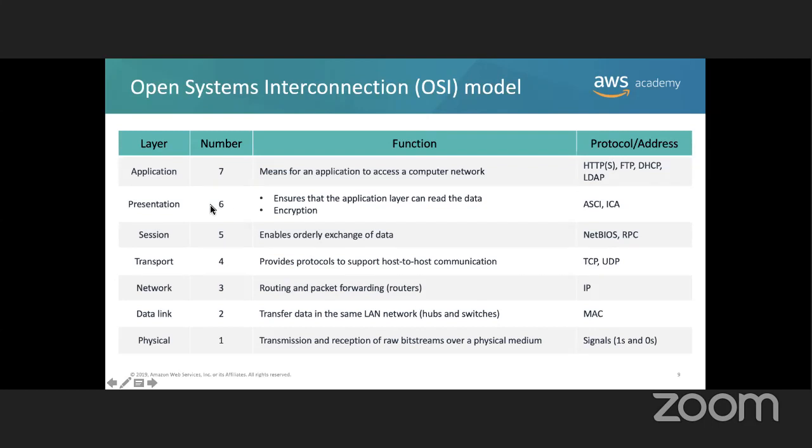The presentation layer is number 6, ensures that the application layer can read the data, and encryption. Okay, and these are the protocols. The session layer enables orderly exchange of data. The transport layer provides protocols to support host-to-host communication: TCP and UDP, the 2 protocols for transport. Now this is where the network elastic load balancer works. It operates on layer number 4, the transport, and the classic elastic load balancer, which is the old one, operates on both 7 and 4.